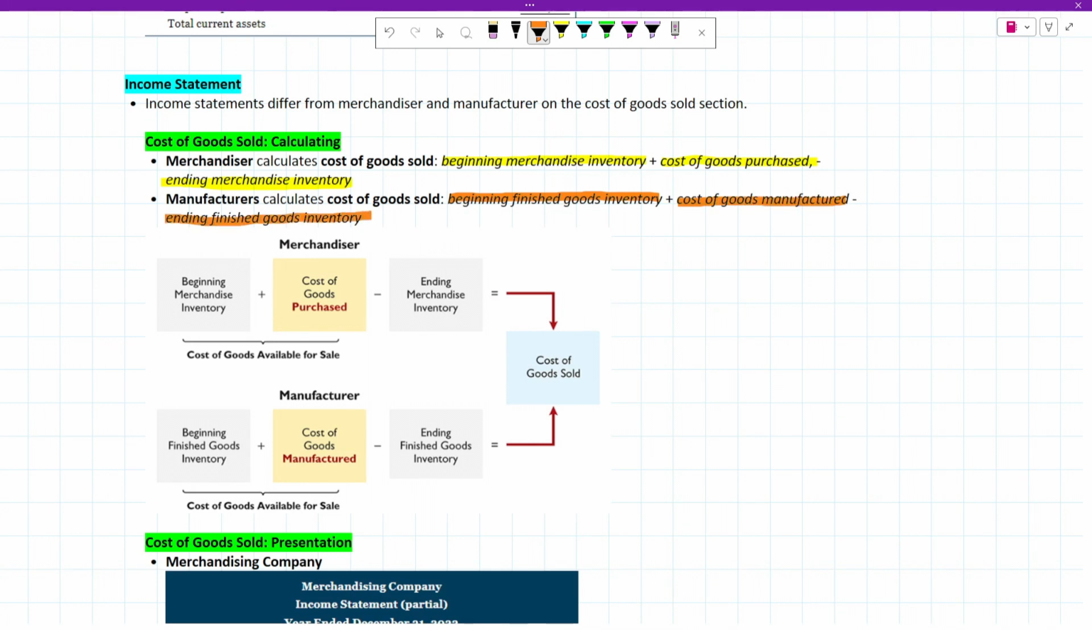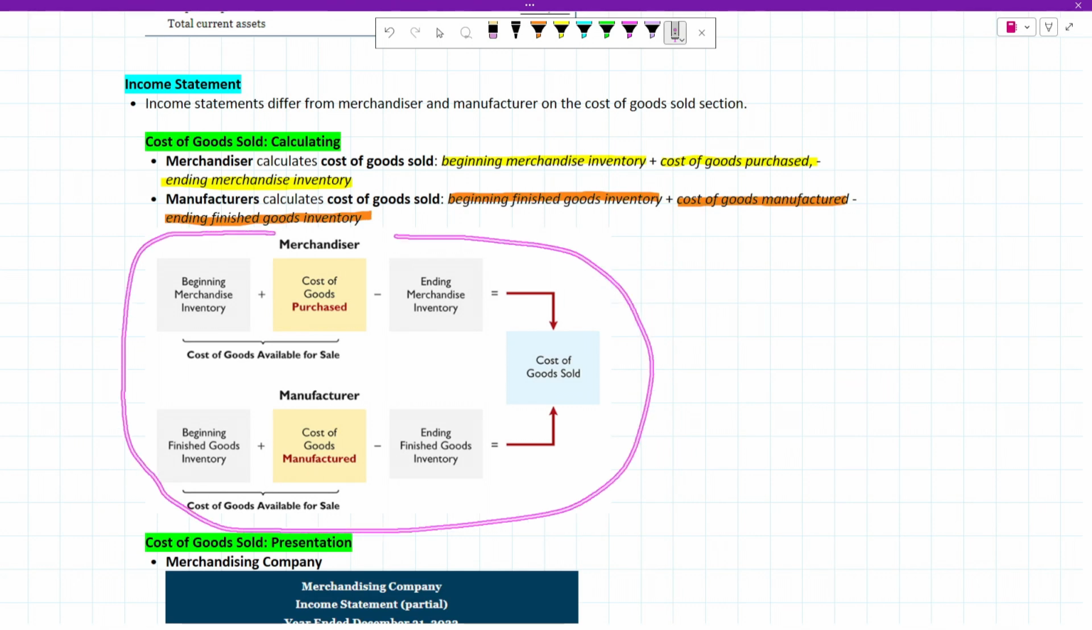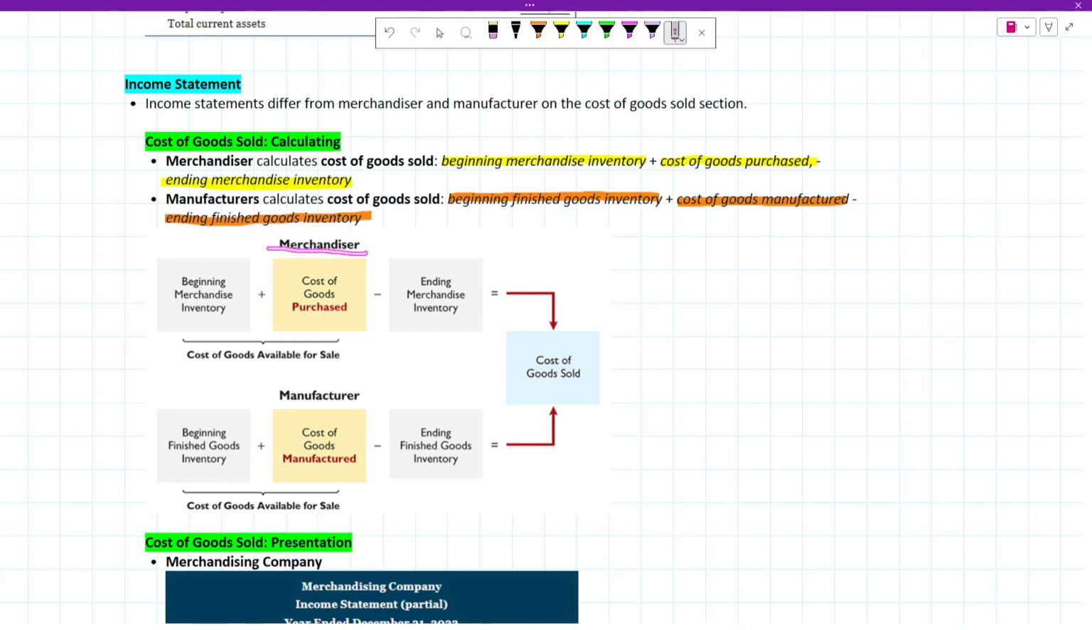finished goods inventory. And just so if that wasn't clear, this is a picture so you guys can see, and it's the exact same thing. It just summarizes all the formulas for a merchandiser and a manufacturer. So you have your beginning merchandise inventory for both, or beginning finished goods inventory, and cost of goods purchased, cost of goods manufactured, and an ending merchandise inventory, ending finished goods inventory. And these are both for the cost of goods sold for the respective type of company.